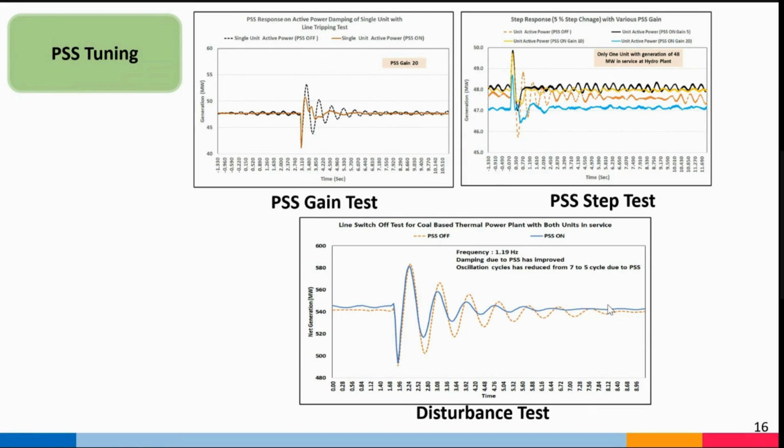With this, we can easily monitor the performance of the PSS tuning that is being carried out, or the field testing that is being carried out, when it is implemented in the power plant itself.